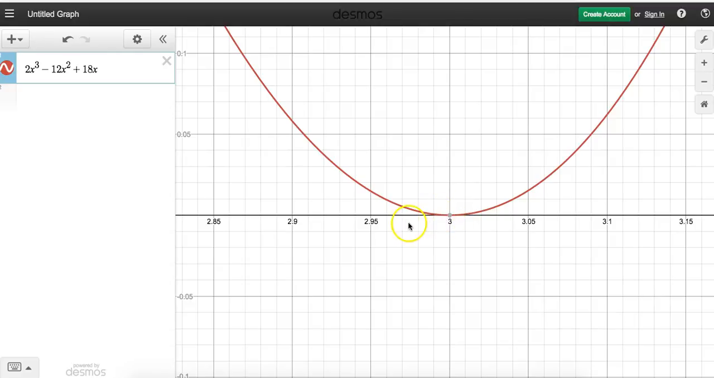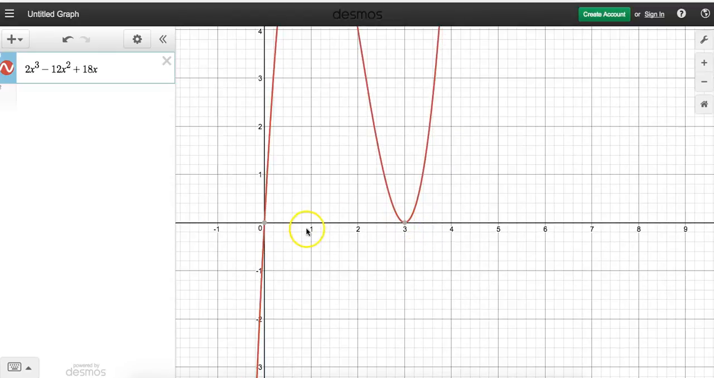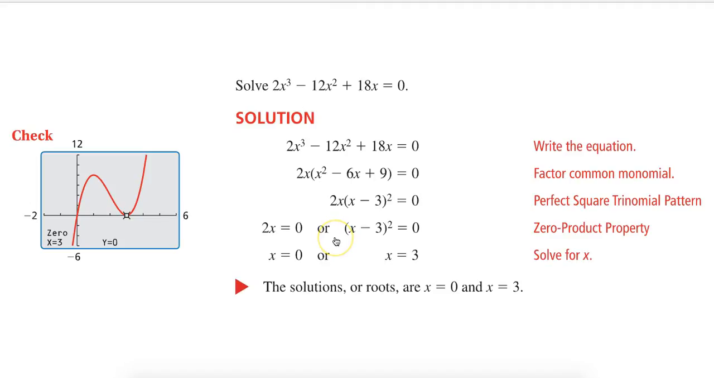So if we come back and look at this, we'll notice that we've got one of our solutions where it goes through the x-axis and another where it just touches it. Now, when we've got a repeated solution, there are a couple of properties that we can learn about repeated solutions. So one rule that I want to tell you is that when we have a repeated solution, in this case we had x minus 3 squared, which means that we're going to have x equals 3 repeated twice.